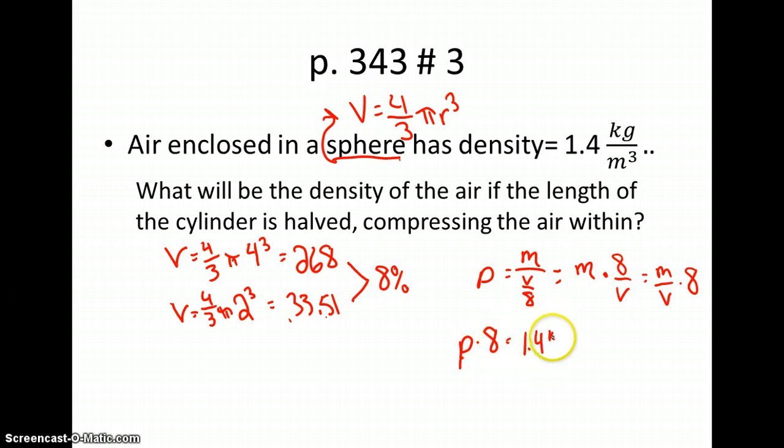My original density is 1.4 kilograms per meter cubed times 8, which is going to give me my new density of 11 kilograms per meter cubed. And if you got that, then you got it right. Touche, good job.